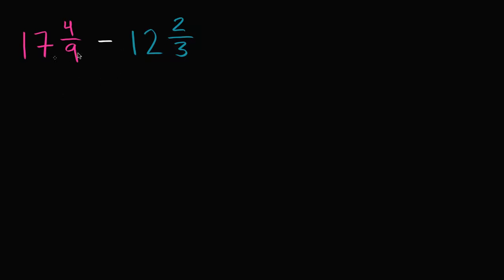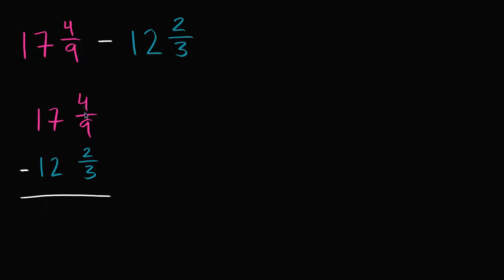So what I'm going to do is rewrite these mixed numbers. I'm going to write this as 17 and 4/9 minus 12 and 2/3. I'm going to write the 12 right under the 17, and the 2/3 right under the 4/9. Let me make it very clear. We are subtracting 12 and 2/3 from 17 and 4/9.